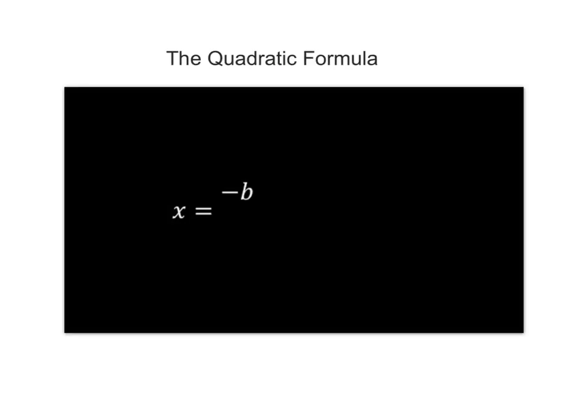X is equal to negative b plus or minus the square of b squared minus 4ac all over 2a. That's the quadratic formula. X is equal to negative b plus or minus the square of b squared minus 4ac all over 2a. You won't forget it after this song. X is equal to negative b plus or minus the square of b squared minus 4ac all over 2a. X is equal to negative b plus or minus the square of b squared minus 4ac all over 2a.